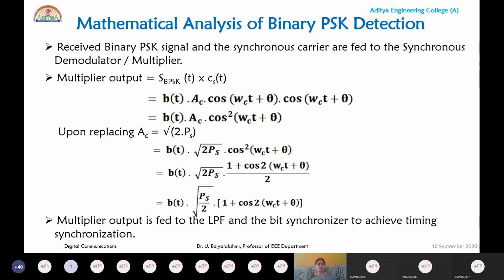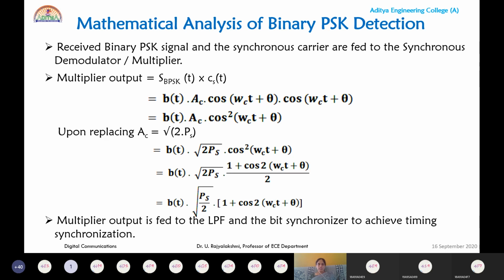Now inside the root you have 2 in the numerator, but in the denominator you have 2. If you take that 2 from the denominator inside the root, you will get root Ps by 2, because 2 you can write as root 2 into root 2. So one of the root 2 gets cancelled and you get root Ps by 2. So what is the output? b(t) into root Ps by 2 into (1 + cos 2(ωct + θ)). It is the multiplier output. Please remember this multiplier output. It is the product of the BPSK signal and the synchronous carrier.